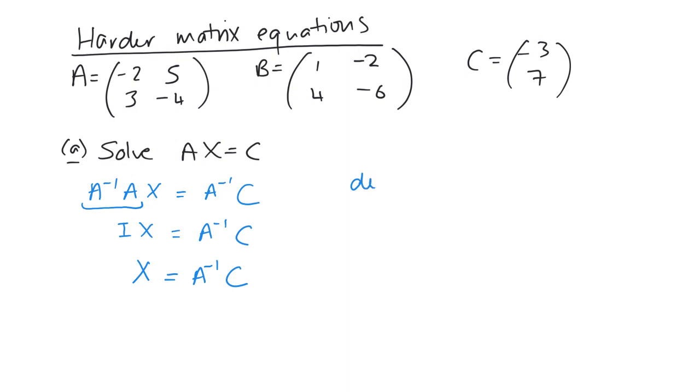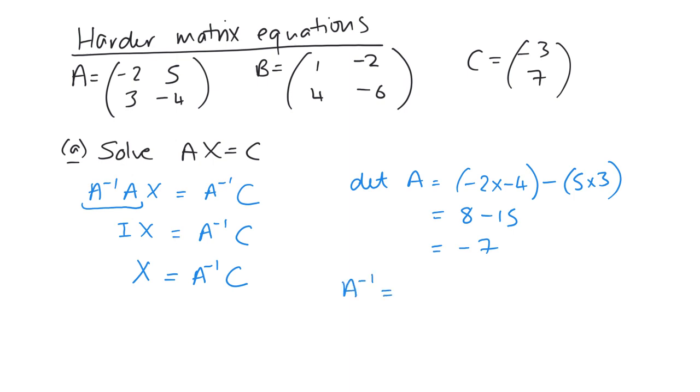So find the determinant of A first of all. Minus 2 by minus 4 minus 5 by 3. So we get 8 take away 15, which is minus 7. So that means the inverse of A is going to be 1 over the determinant, so 1 over minus 7, or we can write it as minus a seventh. Change around the minus 4 and the minus 2, and change the signs of the 5 and the 3 to minus 5 and minus 3.